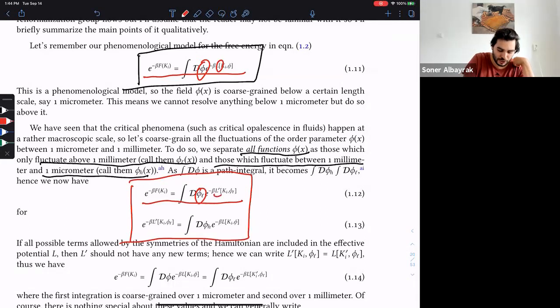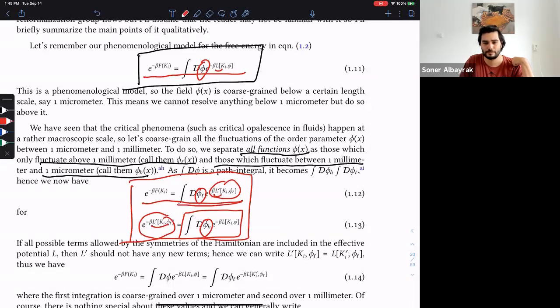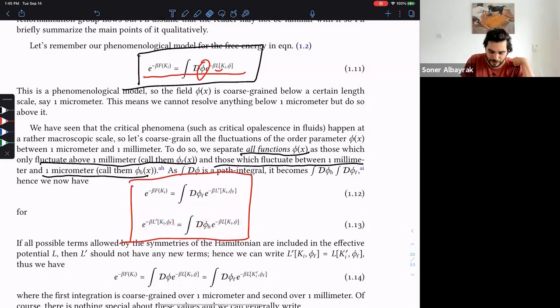It doesn't have to be the same potential, right? It's different. And in fact, mathematically, this L prime is given by this integration. So it's the integration of high frequency modes. Good. So I integrated the high frequency ones, obtained this new potential, and I'm using this new potential in this path integral. Is this clear what I'm doing? Any questions?